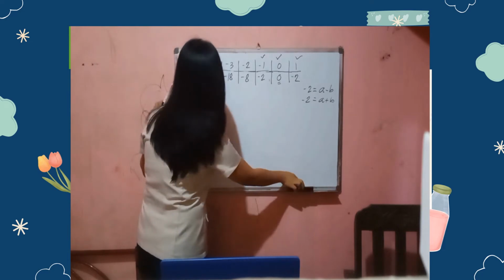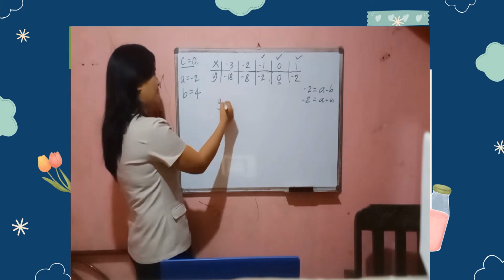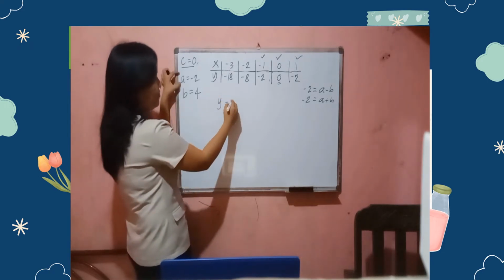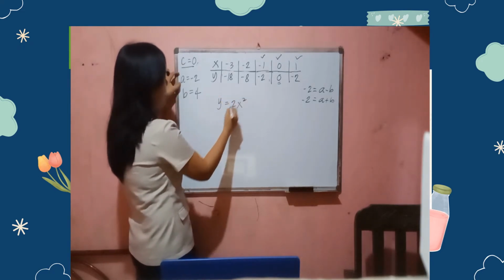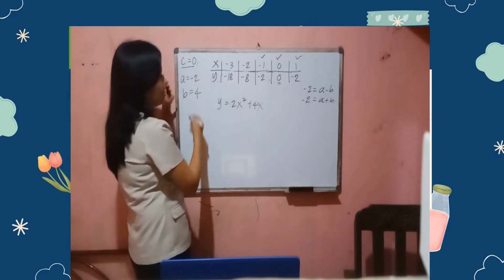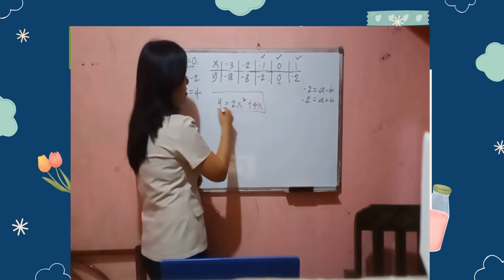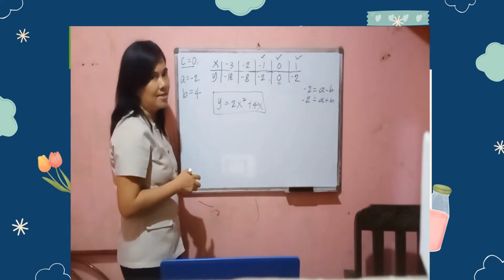With this, pwede na natin isulat yung ating quadratic function na 2 for a, so 2x squared. B is 4 plus 4. And then c is 0, huwag mo nang isulat yan. So, ibig sabihin, this is the final answer.